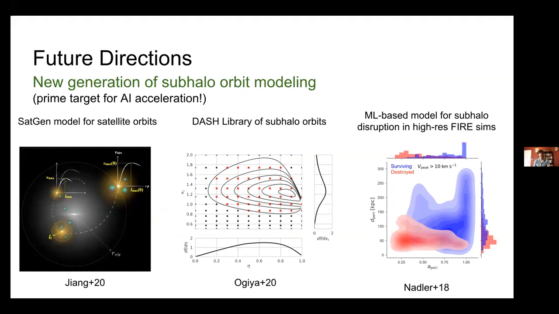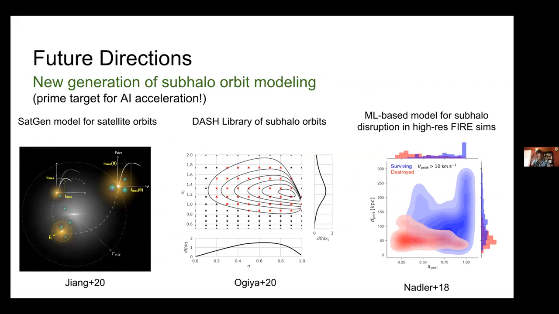Great, so another area where I think really large strides have been made since the last meeting is the treatment of subhalo disruption and orbital evolution. In this figure on the left, Fengzhu Zhang has recently developed this StatGen model for the orbital evolution of satellite galaxies, accounting for a wide range of effects, such as artificial numerical disruption, tidal stripping, and baryonic effects like the presence of a disk. And closely related work has gone towards building a compendium of subhalo orbits with a DASH library generated by extremely high resolution simulations of individual subhalo orbits.